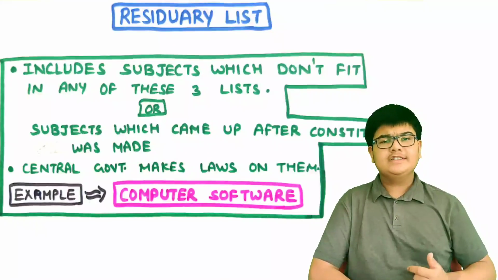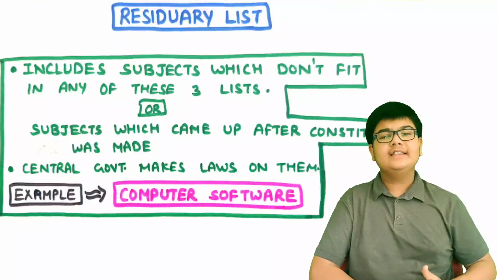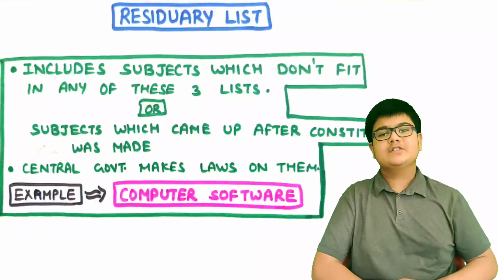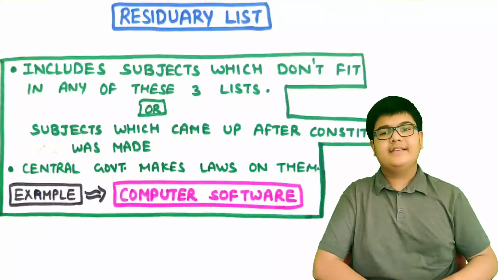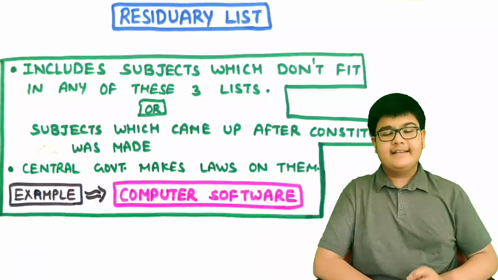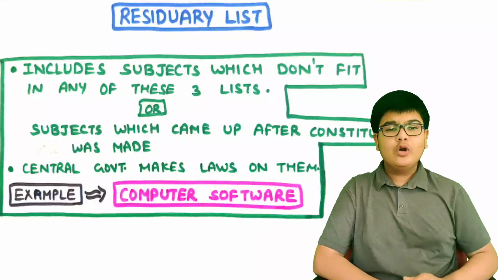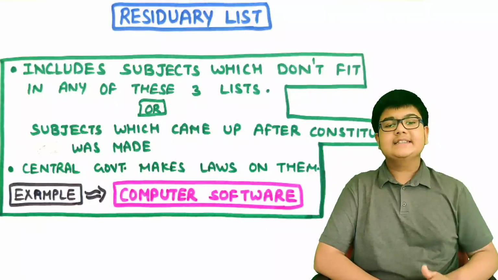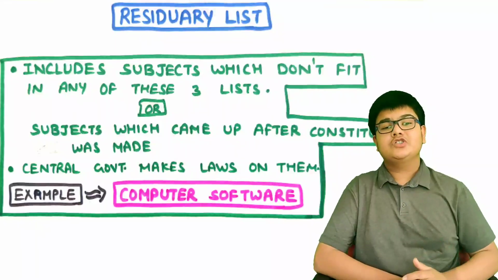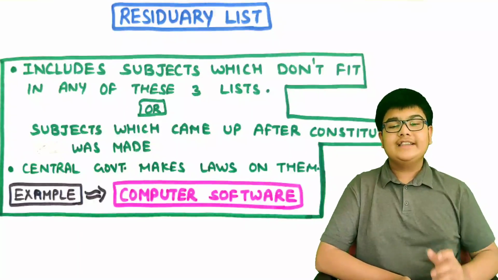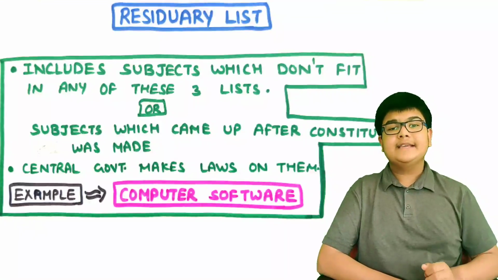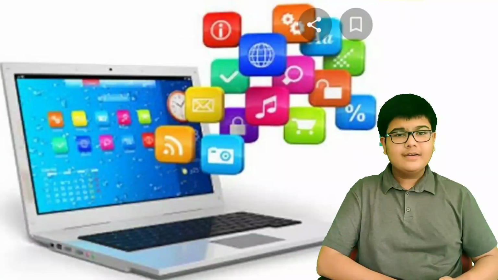Now, what about the subjects which were not included in these three lists? For these subjects, we have a separate list known as the Residual List. This list includes subjects which don't fit in any of the three above lists, or the subjects which came up after the constitution was made, and only the central government can make laws related to them. Such subjects include computer software, etc.